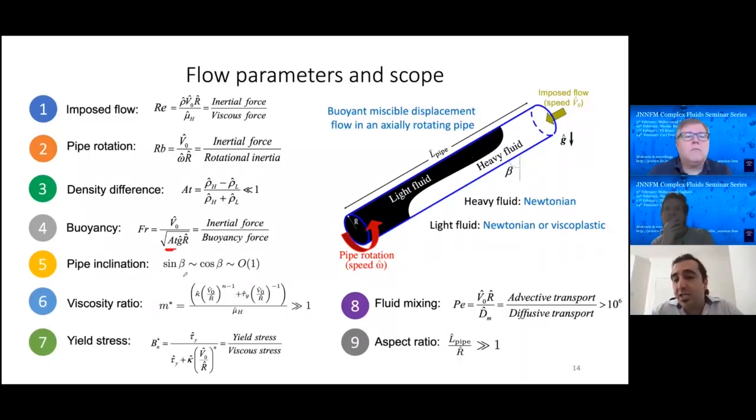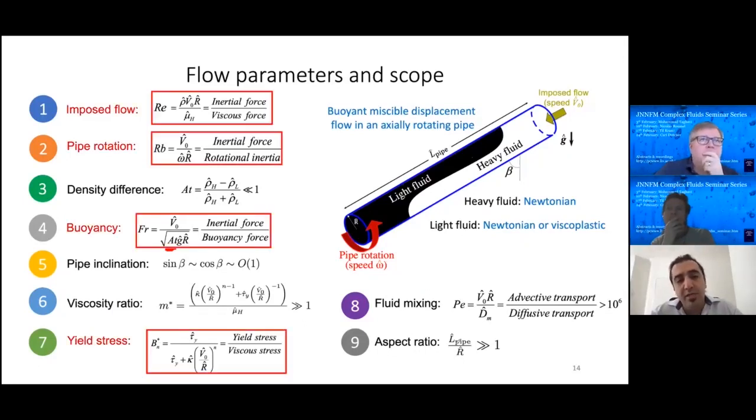We assume that the inclination angles are in the moderate range, so they are comparable and of order one. For the viscoplastic displacement, we assume that the viscosity ratio is very large. We also assume that the Péclet number and the aspect ratio are both very large. So what we end up with would be 4 parameters, which in the dimensional sense explain the imposed flow, the pipe rotation speed, the buoyancy, and the yield stress.